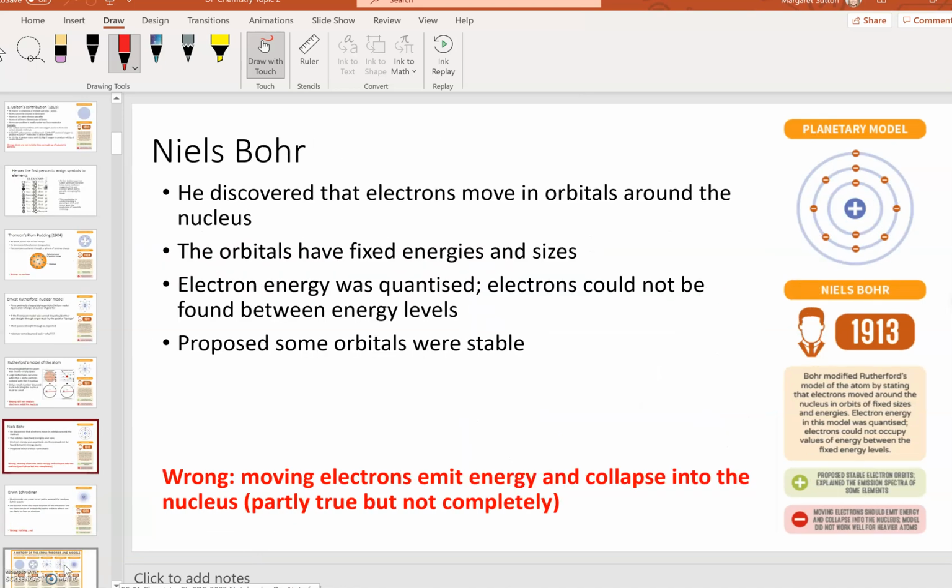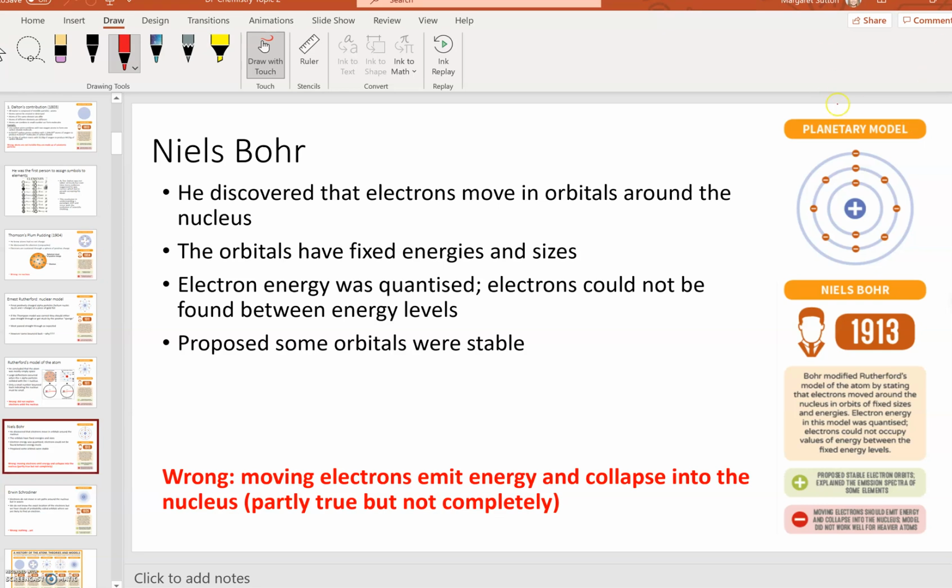So then Niels Bohr was next, and his was a really good model, and we still use the Bohr model to do a lot of our explaining in chemistry, because his model is really simplistic and we can get our heads around it, and it really suits things like periodic trends, which we're about to get to in the next topic. So it's still incredibly useful.